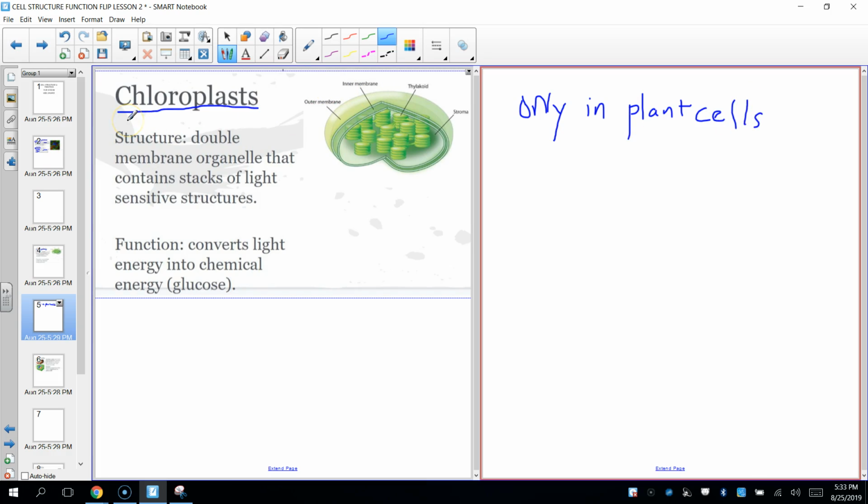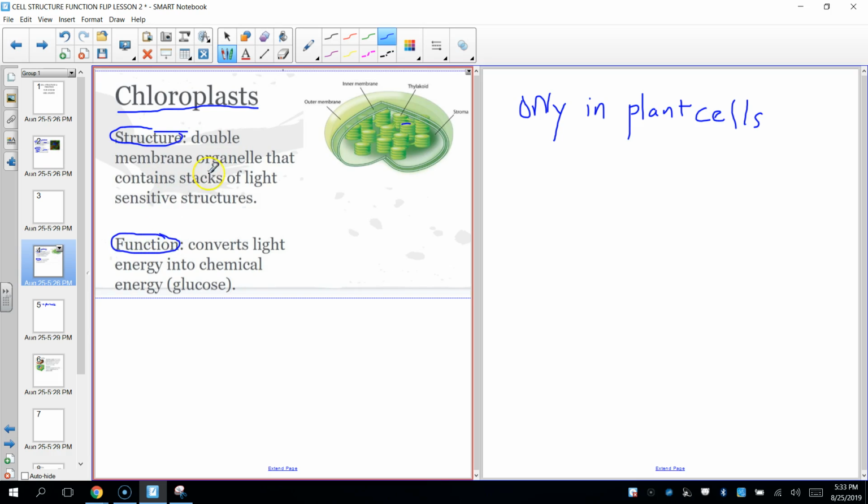Again, we're going to talk about the structure and the function. So the structure of it, what we have are double membrane organelles, and there are stacks of structures. So we have a double membrane. I don't know if you recall, the double membrane we also found in the nucleus, right? So the structure of this organelle has a double membrane. It has an inner membrane and an outer membrane.